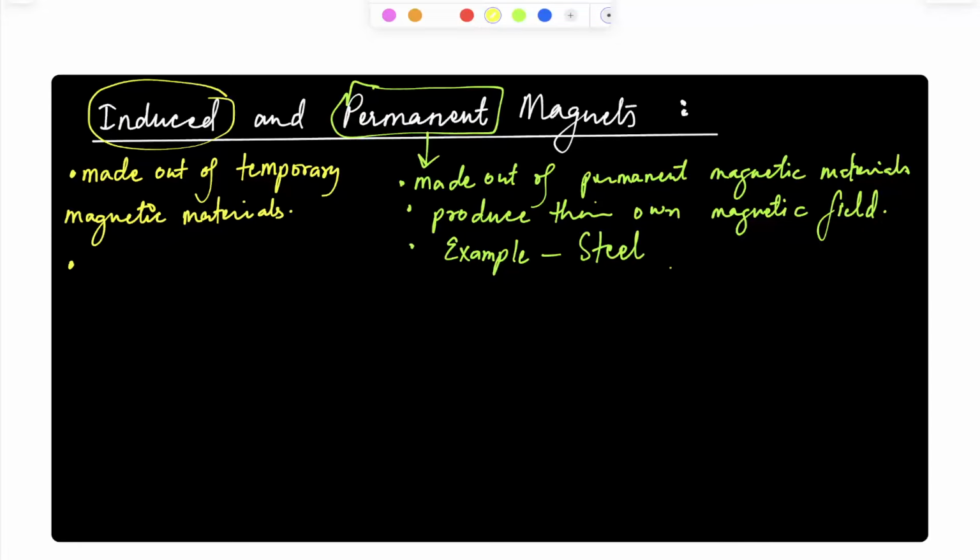But feeling attracted is like the magnet as well as a magnetic material. So they are temporarily magnetized. So they are temporary magnetic material. So they do not produce their own magnetic field. Correct? It's not tricky, isn't it?